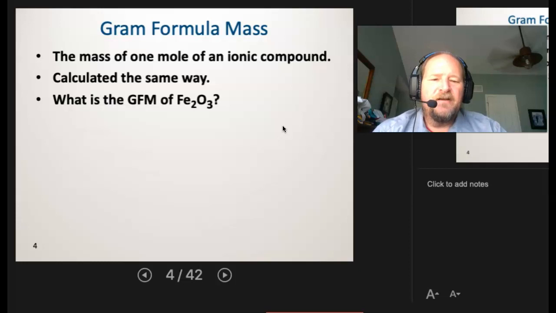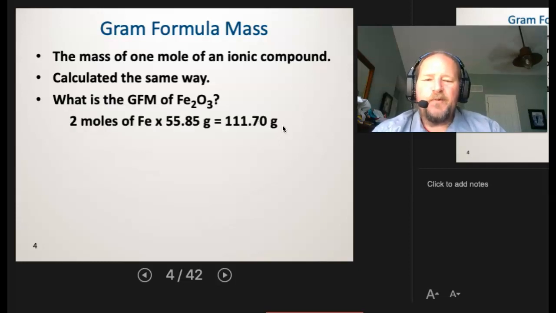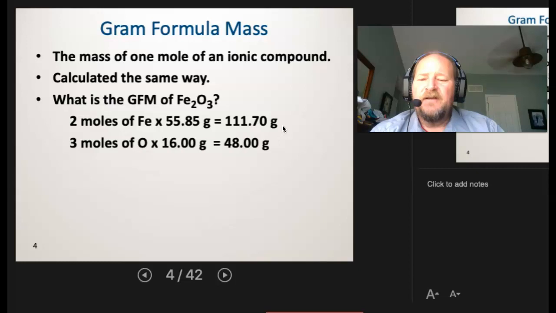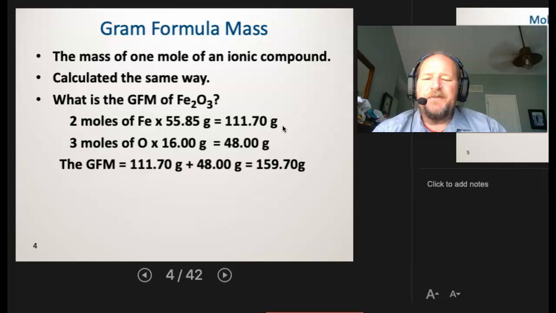So for iron, we're going to have 55.85 grams, but we have 2 irons. We multiply that out and we get 111.70 grams. Now for the oxygen, we have 16 grams according to the periodic table, and we have 3 of them in our formula. So 3 times 16 is 48. Now I'm going to sum those two up. 111.7 plus 48 is going to give me 159.70 grams.